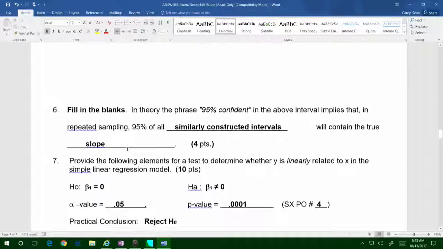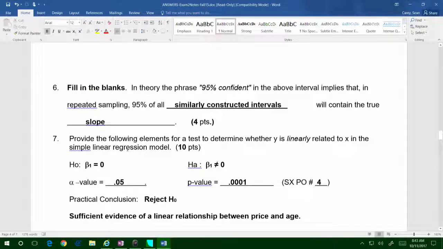Okay, next one's a fill in the blanks. It says, in theory, the phrase 95% confident in the above interval implies that in repeated sampling, 95% of all blank will contain the true blank. So look, you know I'm going to ask you this question. I told you that in the first test: I'm always going to ask you about what the phrase 95% confidence means theoretically. I did it on the first test, and here I'm asking it to you also on this test.